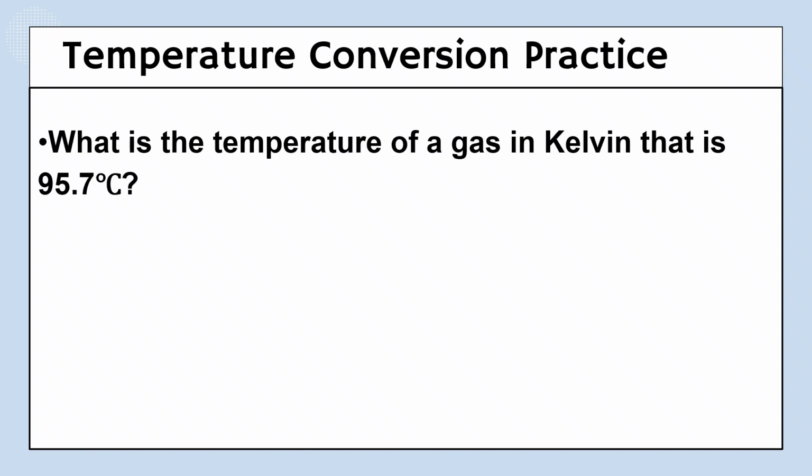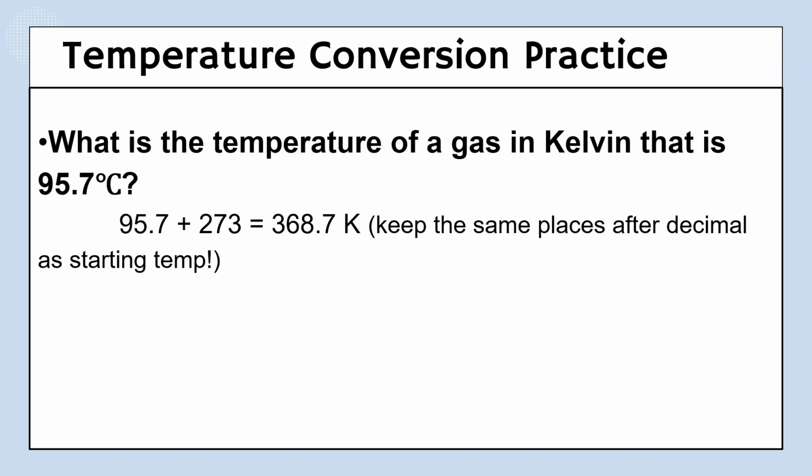So what is the temperature of gas in Kelvin at 95.7 degrees Celsius? We're going to use our equation, Celsius temperature plus 273, to get our new Kelvin. So 95.7 plus 273 equals 368.7 Kelvin. We're going to keep our same decimal place because we want to keep our significant figures.